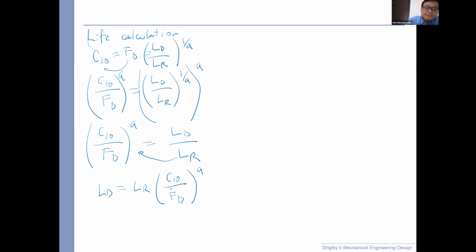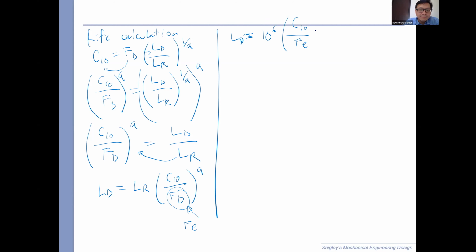Remember what is FD? It's basically the equivalent load. I cannot just use the radial or the axial. I use an equivalent load. So I end up with 10 to the 6 is the LR, C10 over FE to the power of A. So now we have 10 to the 6. What is C10 again? 7,900. 891 to the power of A.